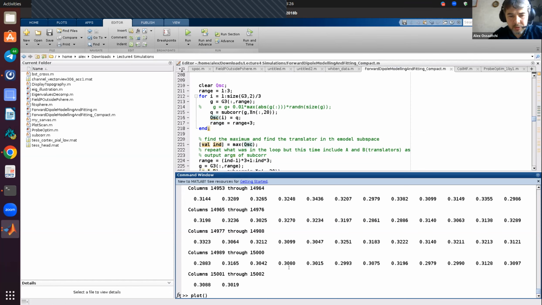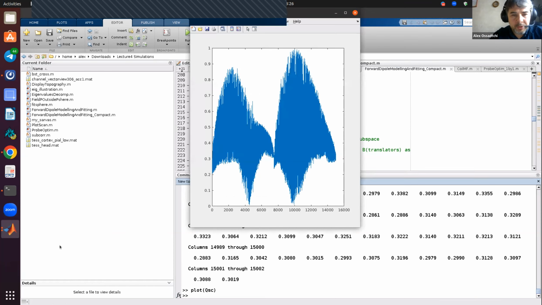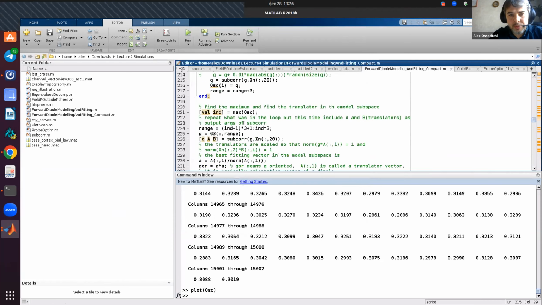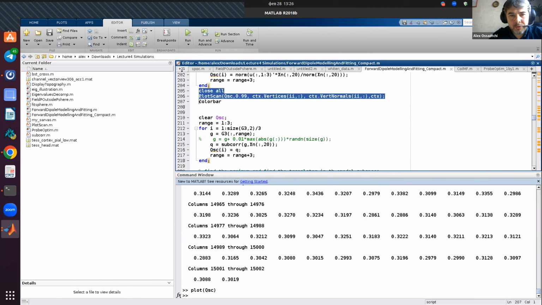You can plot QSC, and it will look something like this. Because these are just indices, and this is the amount of correlation. And of course, you can depict it this way. You can depict it on the cortex. Here, you don't threshold it.